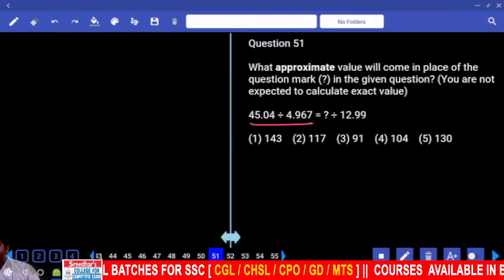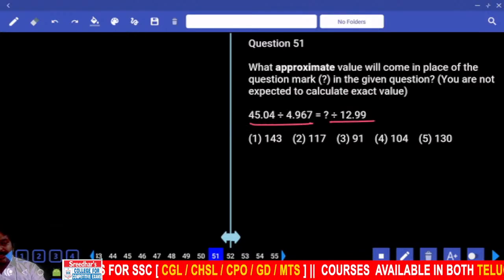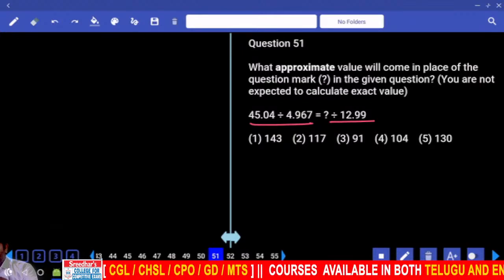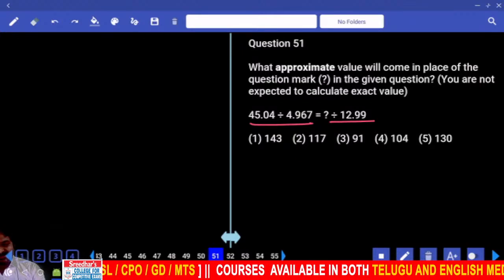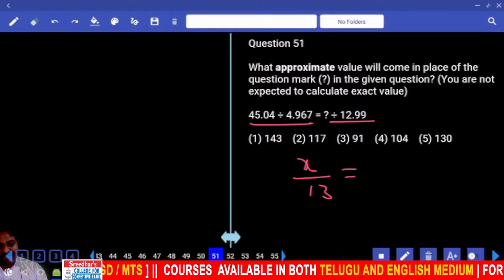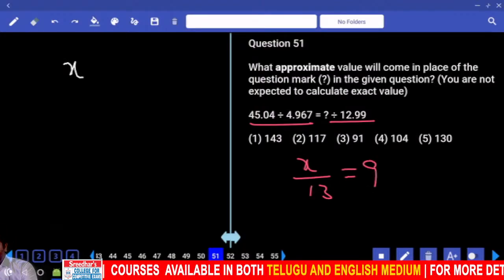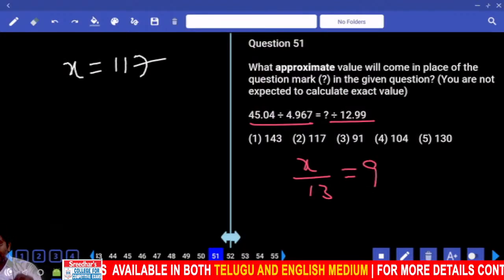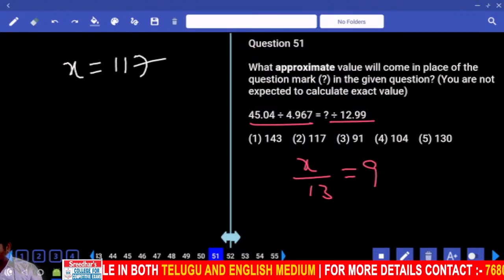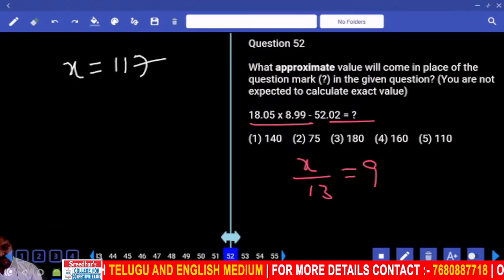45 divided by 5. X by 13 is equal to 9. Then X is equal to 39 times 10 minus 1, 130 minus 13, 117.